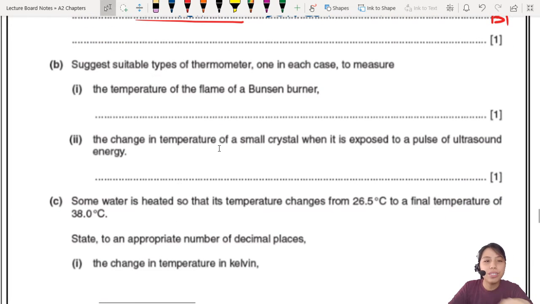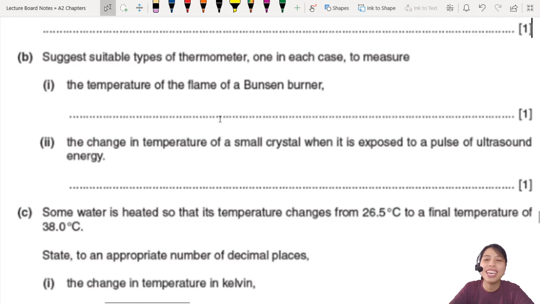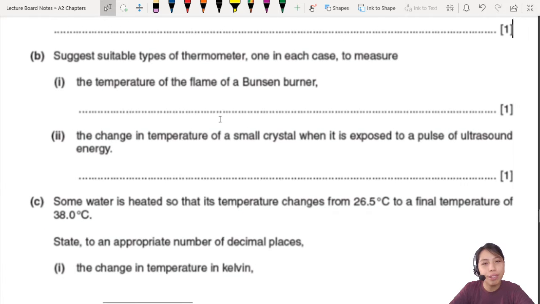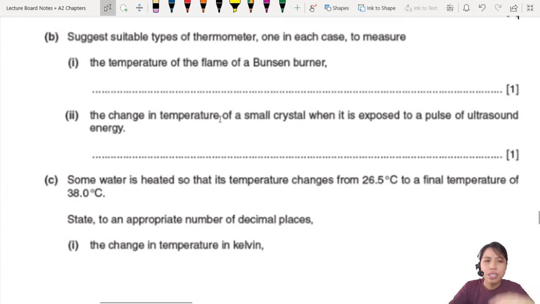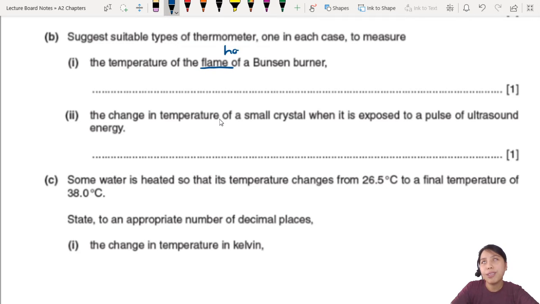Now we come to an interesting one where you have to choose a suitable thermometer for the scenario. Okay, well, this is the fun part. We kind of have a bit of practice in the previous video. So suggest suitable types of thermometers, in each case to measure the flame of a Bunsen burner. Now this is pretty hot. You probably don't want to choose something that will melt or break when you put it in the Bunsen burner. So I have broken test tubes by putting them on the Bunsen burner before, so probably not the glass ones.